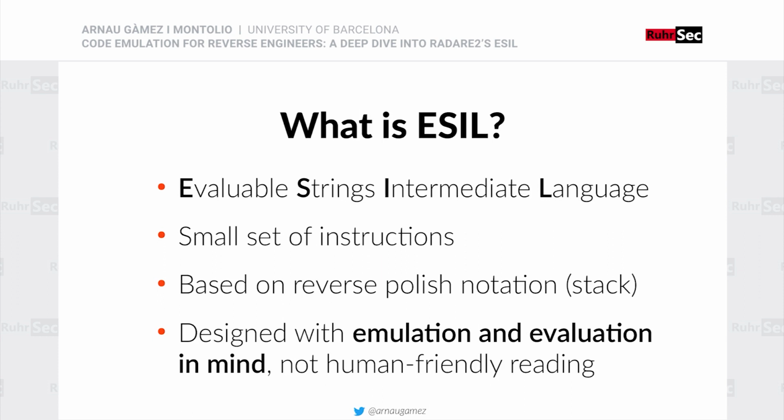So what is specifically ESIL? ESIL stands for Evaluable Strings Intermediate Language, and it is the intermediate language for emulation in radare2. We also refer to ESIL as the emulation engine of radare2. Its characteristics: it is an intermediate language composed of a small set of instructions, and the syntax is based on reverse Polish notation, that is, basically stack notation. I will show you in a couple of slides a visual animation of that. And it's designed with emulation and evaluation in mind.